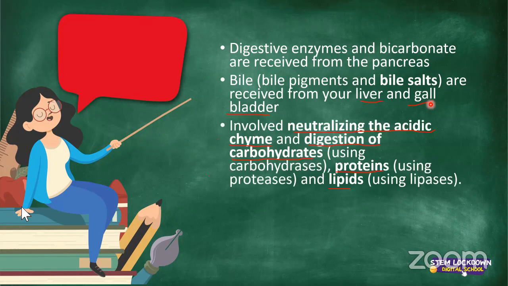Okay. And then I said that what happens in the duodenum is that we have the neutralizing of the acidic chyme, because remember, it will be mixing with the pancreatic juices and it will be mixing with the bile, right? So there will be neutralization that is happening by the small intestine at the duodenum, the first part, okay? And then we will also have digestion of carbohydrates using carbohydrases.